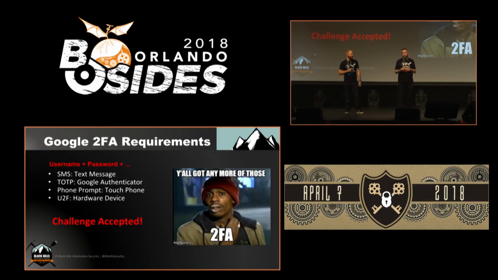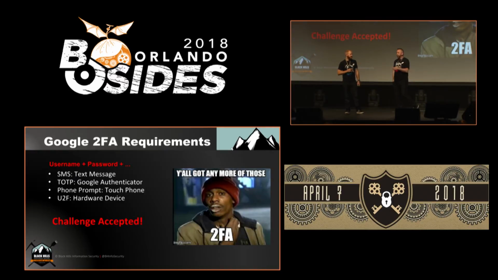Google recently rolled out this new one called Phone Prompt too, right? So if you have your phone and you have an Android or a Google account, it'll prompt you to touch your phone. And then we have to deal with the dreaded U2F device, right? Because the hardware devices are super secure. Like everybody has them. I mean, I have one. These U2F devices, you have to have this plus the password. So how do we get around this?